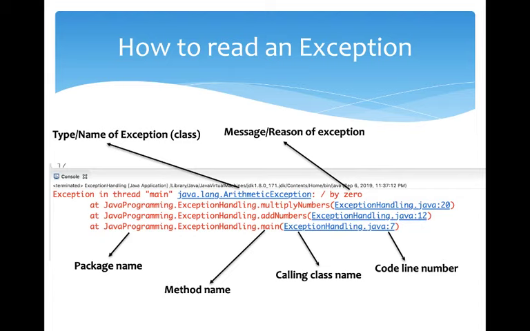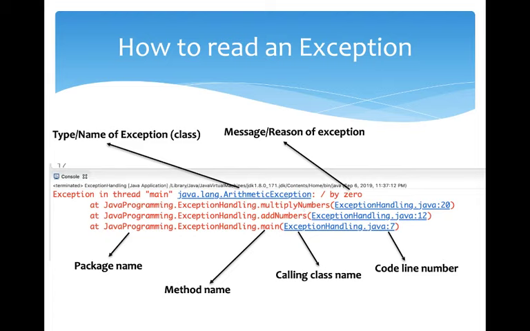Okay, the stack trace basically tells you at all what locations this exception came. So if you go from top to bottom, I understand what exception I got. I got the exception as ArithmeticException. The reason is division by 0. Where it came: first it came at the multiply number method, at line number 20. We're gonna go back to our program and make sure that it is at line number 20. But this method is not able to handle that exception.